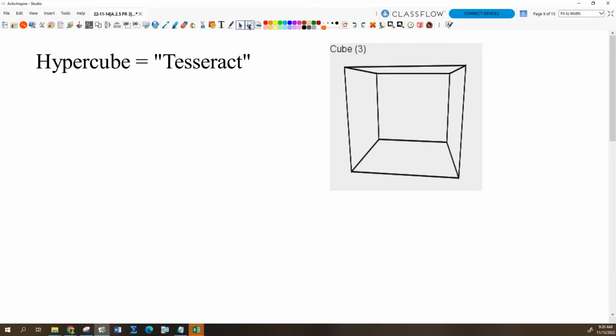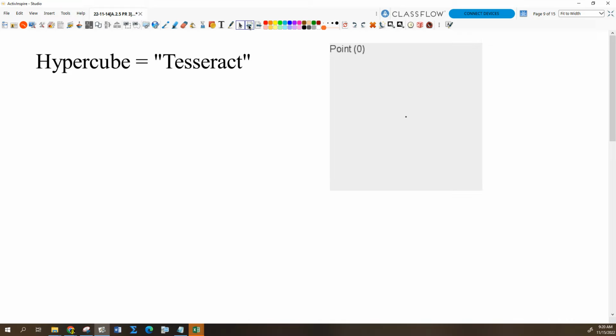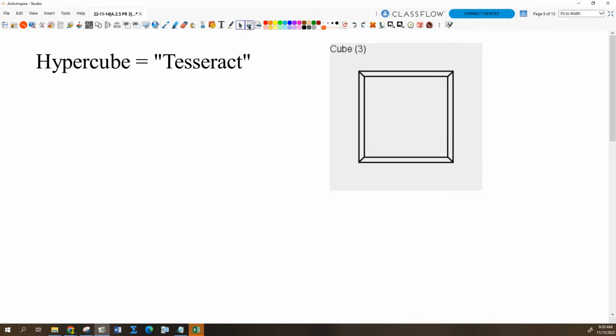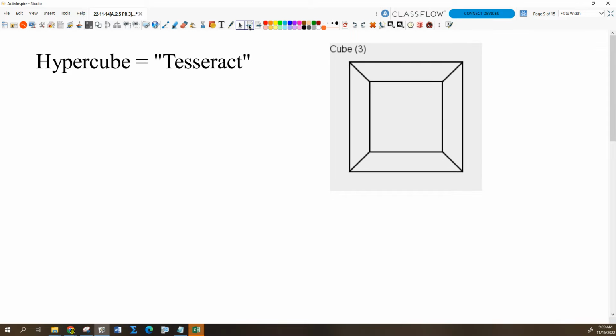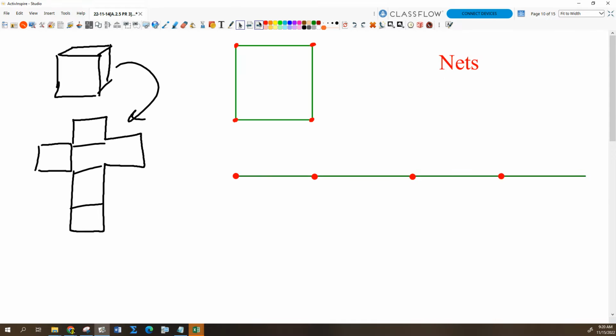With 4 dimensions, this is kind of hokey because we can't see 4 dimensions, but the idea is it would have to somehow expand into a 4th dimension, and this tesseract is sort of interpreted as what the shadow of a 4-dimensional object would look like. You can't see what a 4-dimensional object would be, but its shadow would probably look something like that tesseract. A good way to think about this is with nets, right?